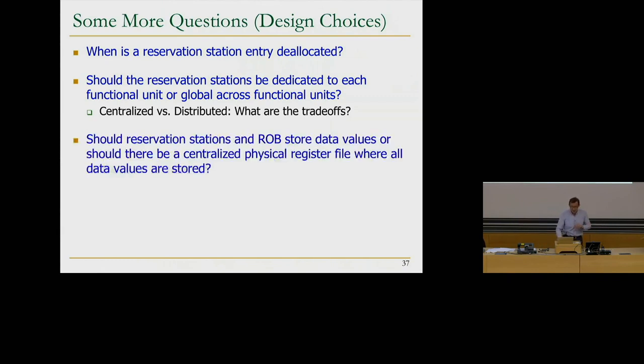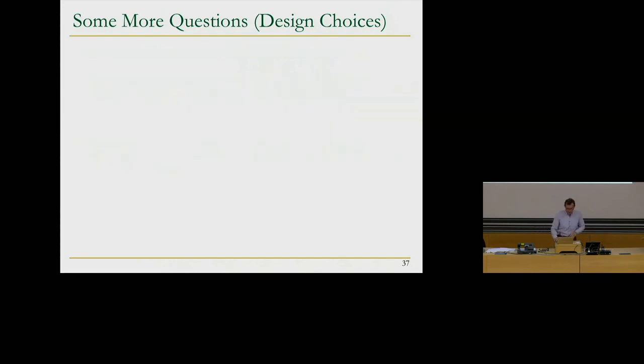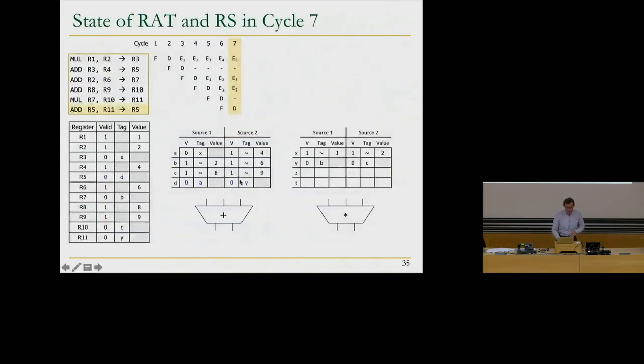Another question: should the reservation stations store data values, or should there be a centralized location where all data values are stored? This is actually another form of inefficiency. If we go back here, there are lots of values stored here. If you're in a 32-bit architecture, it's 32 bits. If you're 64 bits, it's 64 bits. So you have lots of values in the register file. You have lots of values here, lots of values here, lots of values here. And if you keep increasing the size of this, you need to add more values.